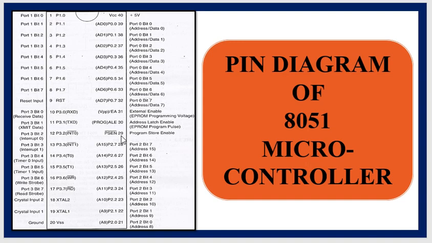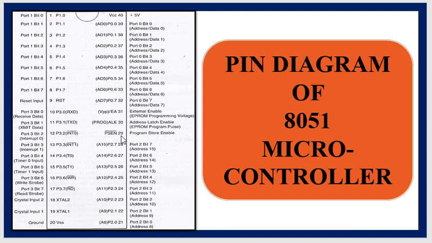And pin number 30 is ALE, that is address latch enable. When reading from the external memory, the microcontroller puts the lower address bytes A0 to A7 on P0 and activates the ALE output. And pin number 31 is called the EA pin, that is external enable. By applying a logic 0 to this pin, port 2 and port 3 can be used as an address or data bus.